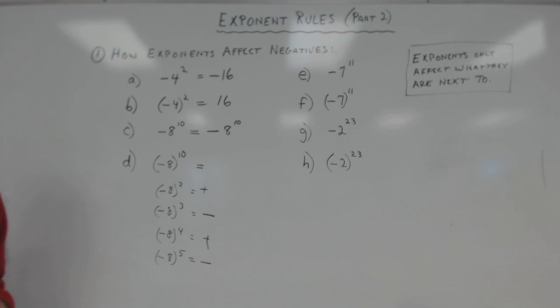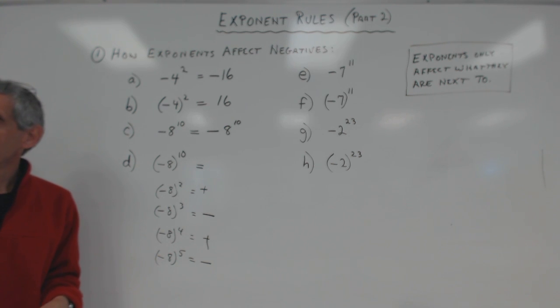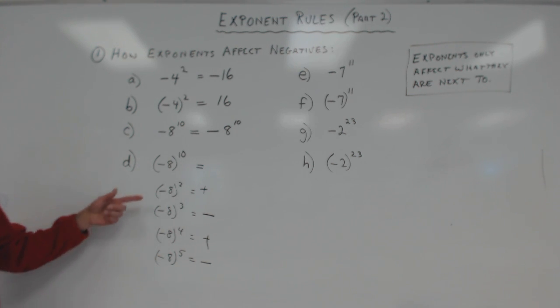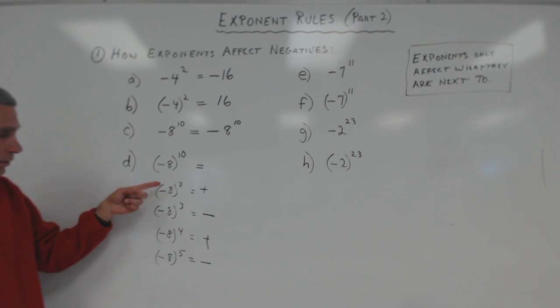So what's the pattern? So Rowan, what do you see? Even numbers are positive and odd numbers are negative. Oh, yeah, so when the exponents.